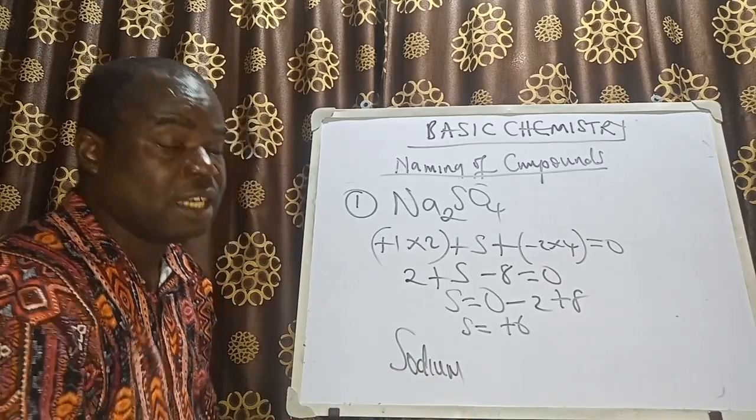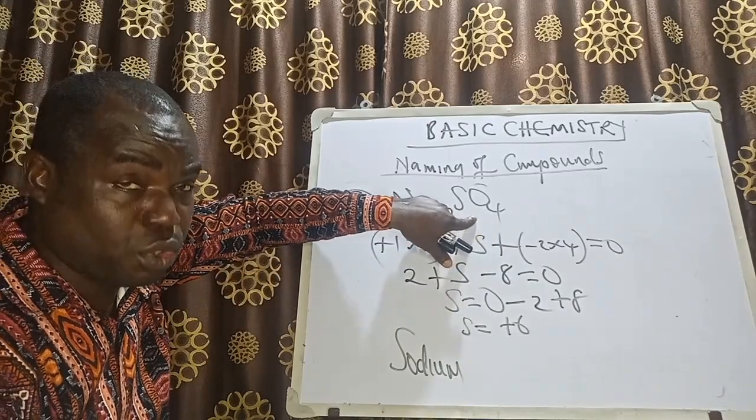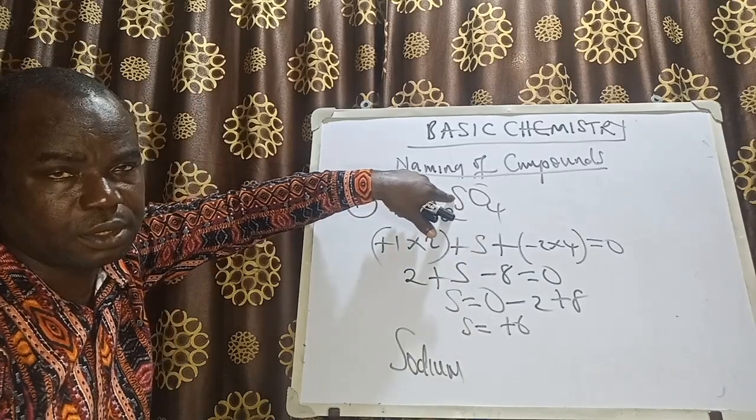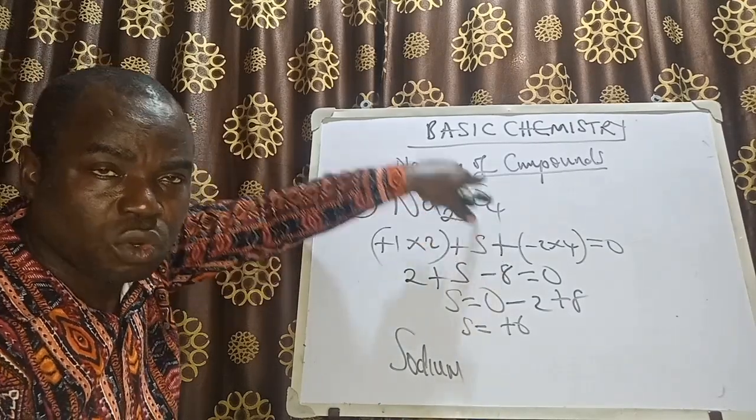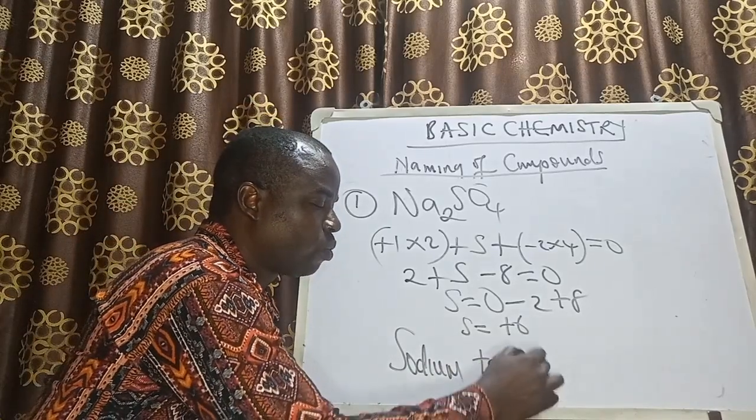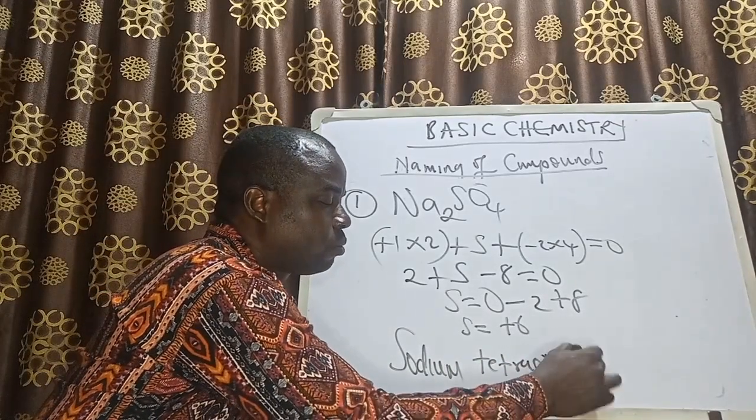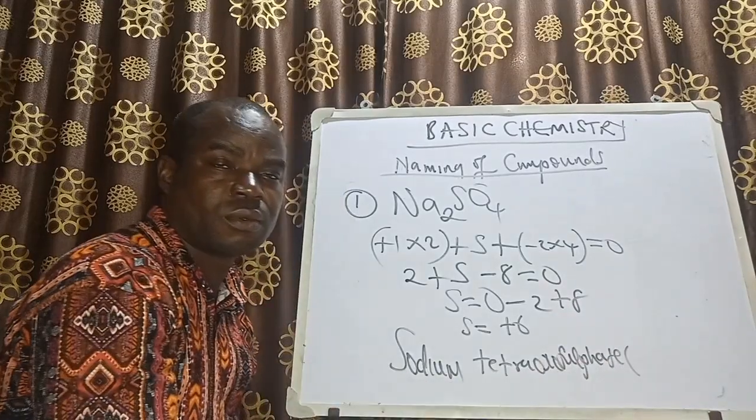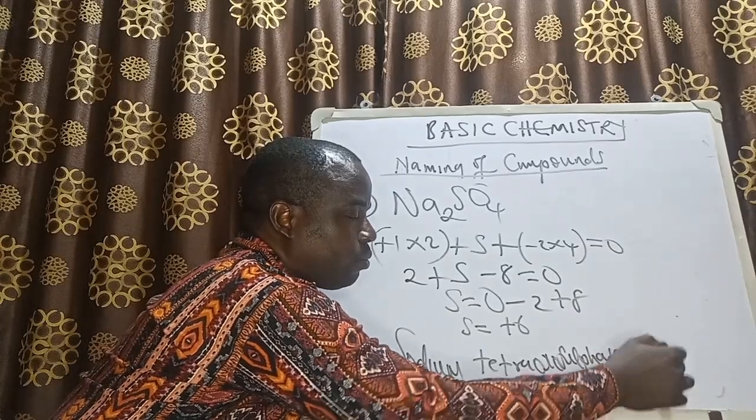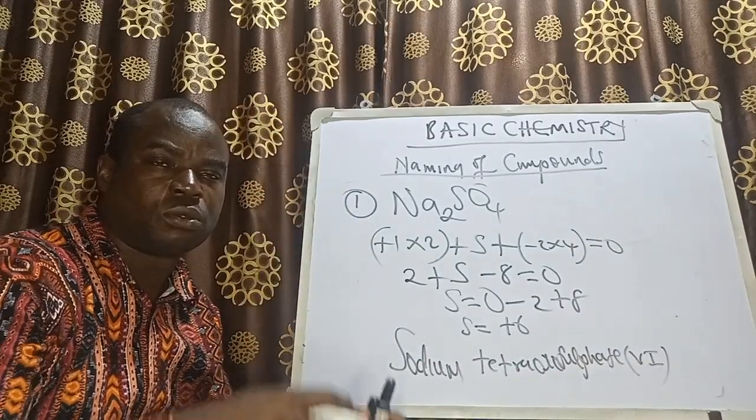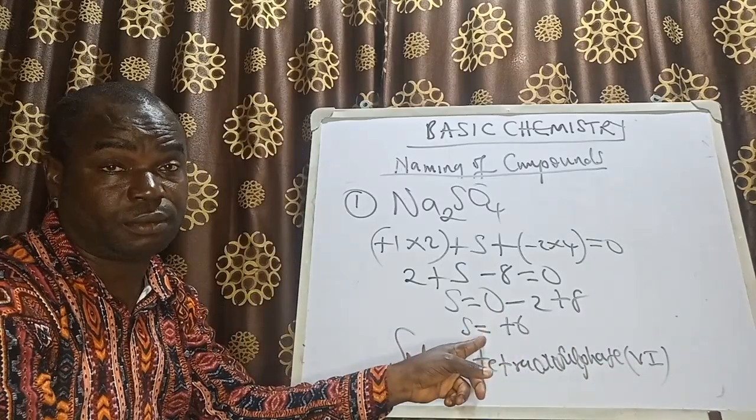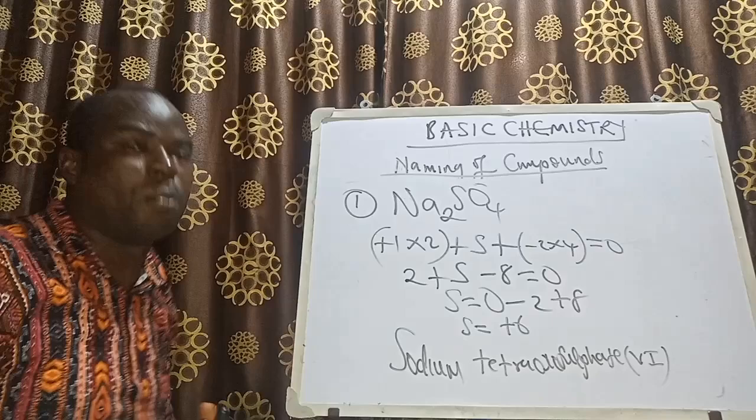Are you following? Then for this part, you already know the pronunciation. This is tetraoxosulfate. Now, this 6 you got for the sulfur, put it here. So it is now tetraoxosulfate(VI). The 6 you are going to put here, you have to solve for it. That is how to name a compound.